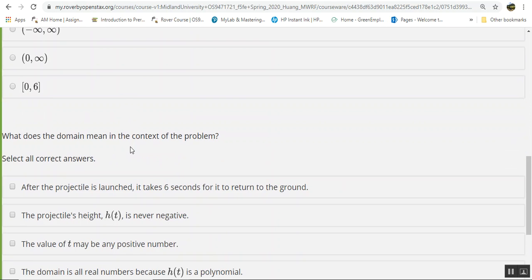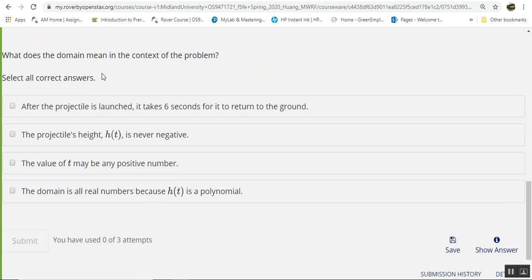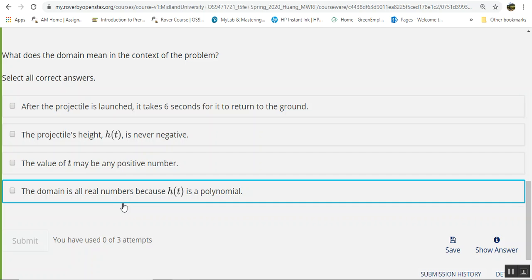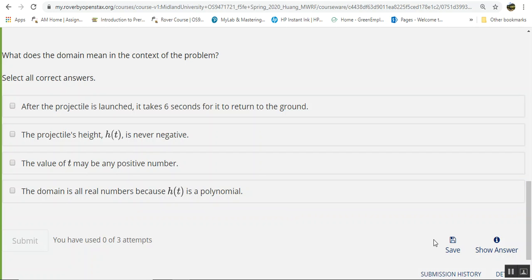Okay, so now the second part is, what does the domain mean in the context of the problem? So please read through that. I'll let you make that decision.